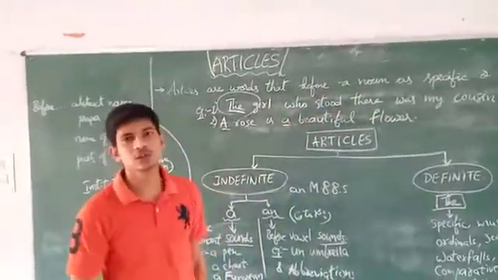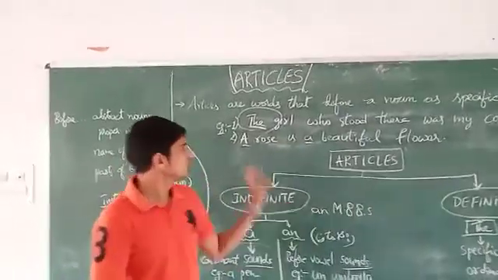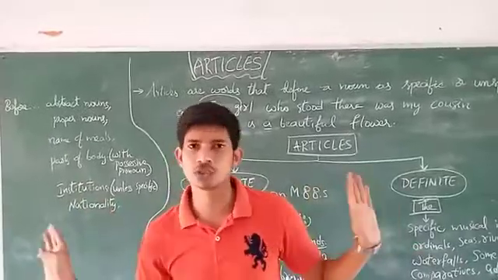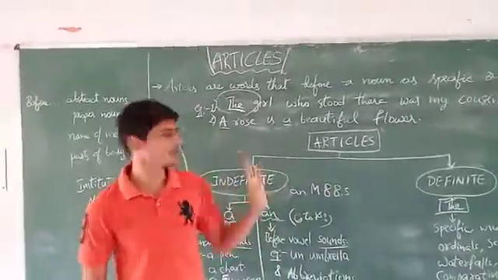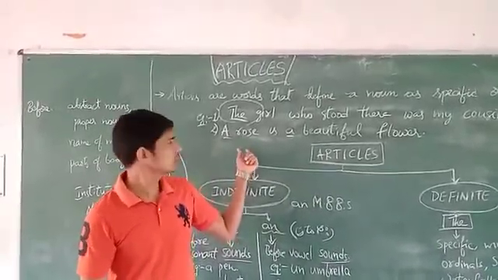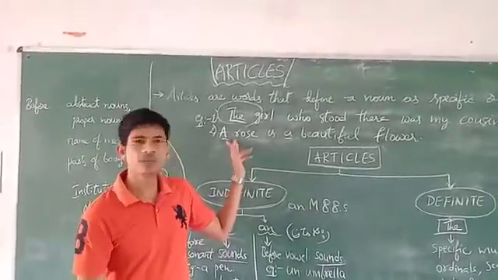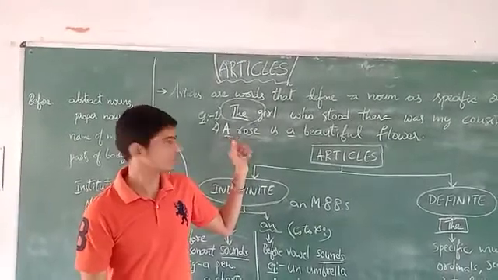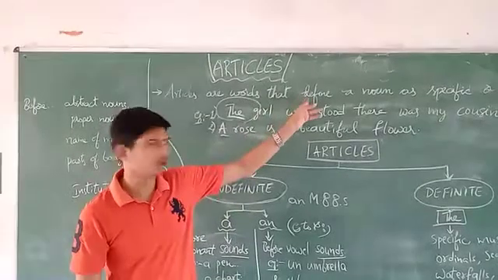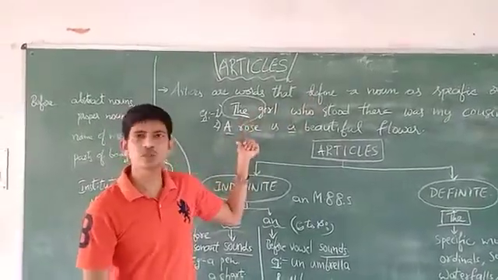In the second example, a rose is a beautiful flower. Here, a rose means any rose. It can be applicable to all roses. So it's a commonality, and common means what? Unspecific. So in the case of unspecific also, you make use of an article. So an article is a word which is used to define a noun as specific or unspecific.